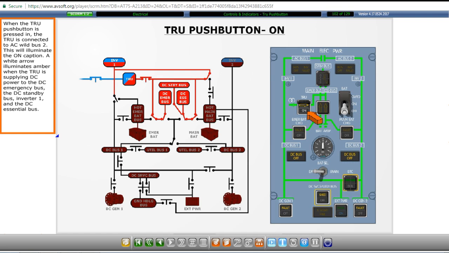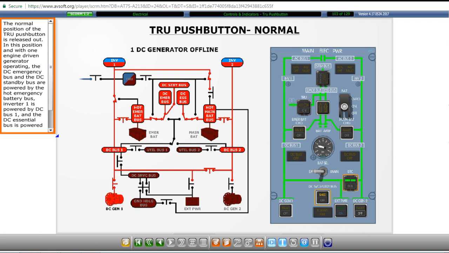A white arrow illuminates amber when the TRU is supplying DC power to the DC emergency bus, the DC standby bus, inverter 1, and the DC essential bus. The normal position of the TRU push button is released out.